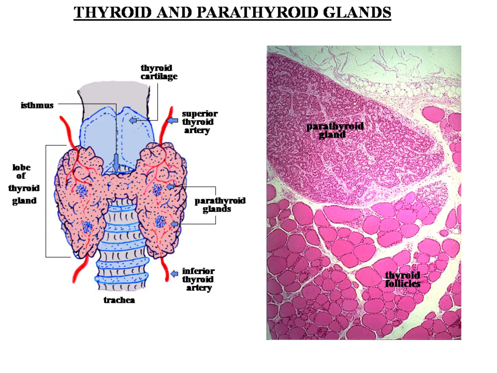In humans, usually two pairs of small yellowish-brown oval structures are present. They typically measure about 6 mm in length, 3 to 4 mm in width, and 1 to 2 mm in thickness. They are identified by their locations as superior and inferior parathyroid glands.